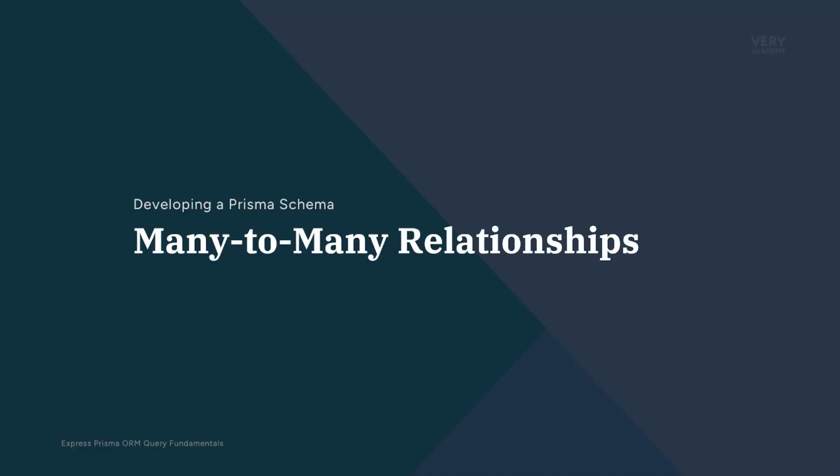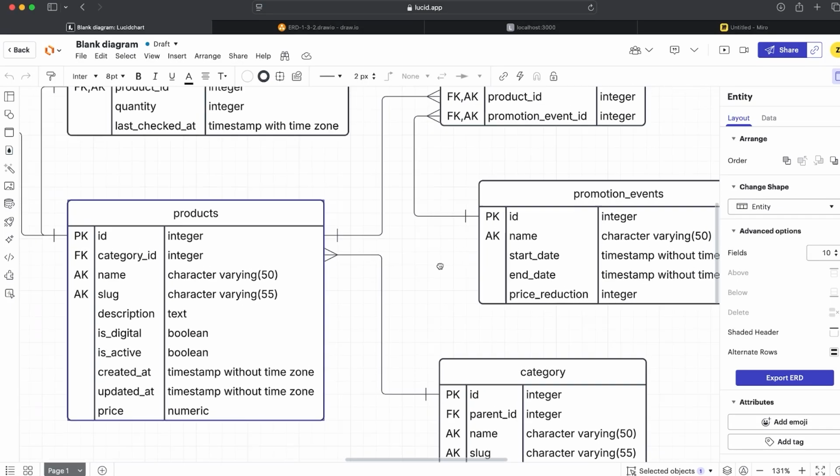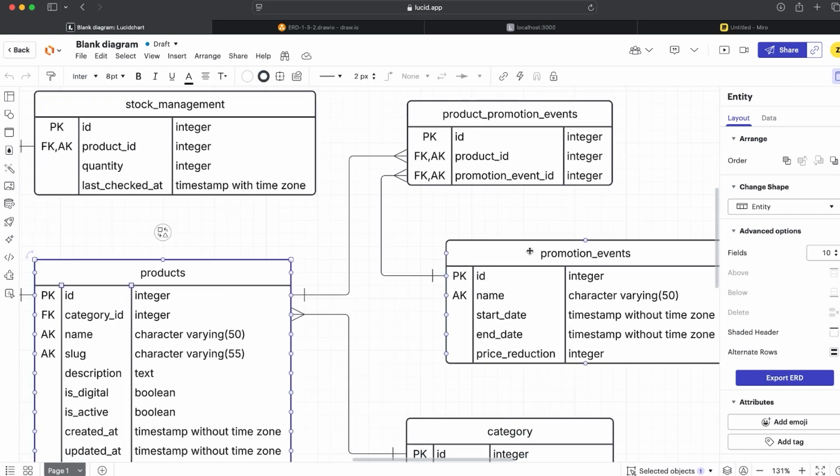In a many-to-many relationship, two models can have multiple records related to each other. So for example, here in our design, we have products and promotion events. One product can be connected to or be part of multiple promotions, and one promotion can have multiple products connected to it. So we have a many-to-many relationship between products and promotion events.